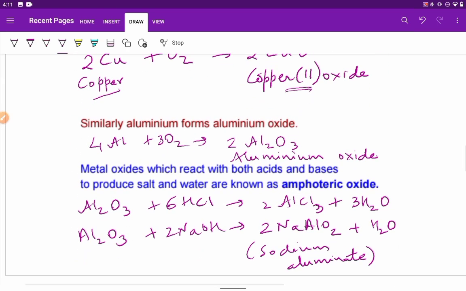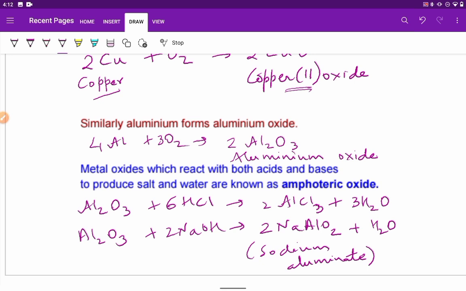Similarly, aluminium forms aluminium oxide. The reaction is 4Al plus 3O2 gives 2Al2O3, which is aluminium oxide. There are certain metal oxides which react with both acids and bases to produce salt and water. They are known as amphoteric oxides.